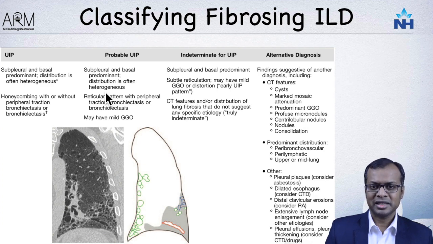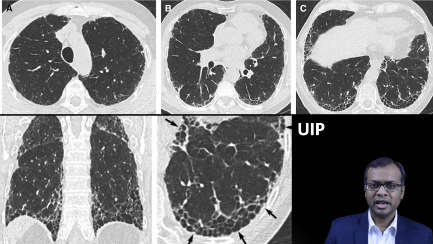Now, let's look at some cases. This is a case of a typical UIP where you're seeing reticular changes in the subpleural aspect of the lungs. You're seeing honeycombing, these layers of cysts. The distribution has an apico-basal gradient, and you're seeing some areas of traction dilatation of bronchi. So this is what we would call a typical UIP.